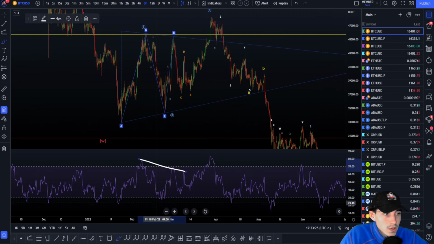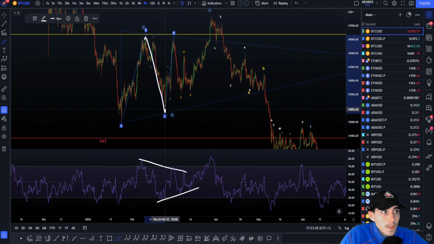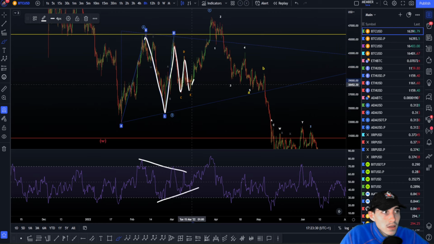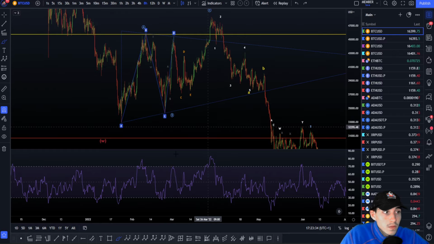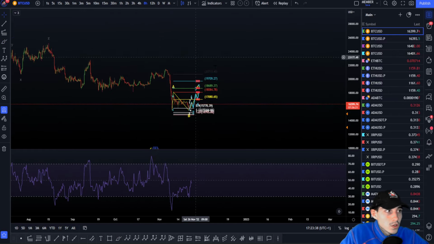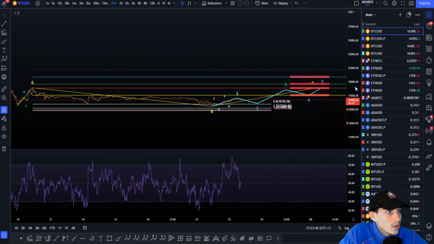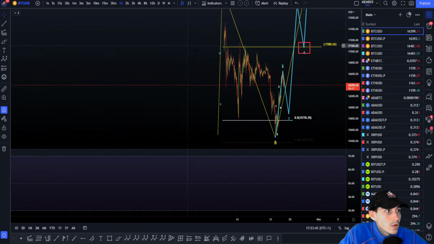You have the resistance and the support right here. A, B, C, D, E. E finishes on the bottom, so expect a rise next. And the RSI, as you can see here, is following for the triangle. This is a valid triangle. If the RSI is not following, there is no triangle. Okay, that's a tip that will help, I think, a lot of people when you're looking for triangles.